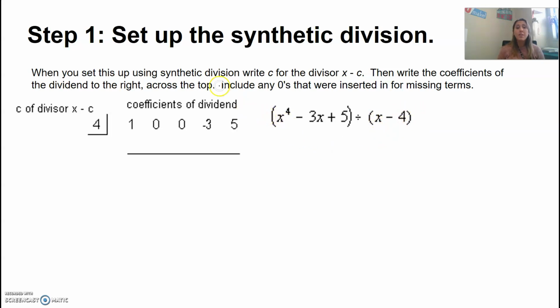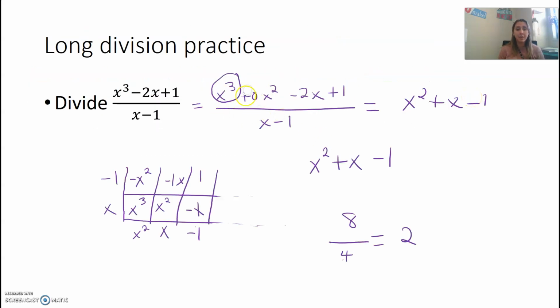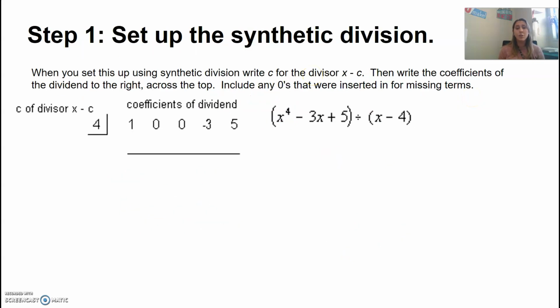The other thing that we want to do is include any zeros for missing terms. We have 0x squared, so I'm going to rewrite this one. This is going to be x to the 4th. I don't have an x cubed, so I'm going to put 0x cubed. I don't have an x squared, so I'm going to put 0x squared. I do have an x, so minus 3x plus 5.